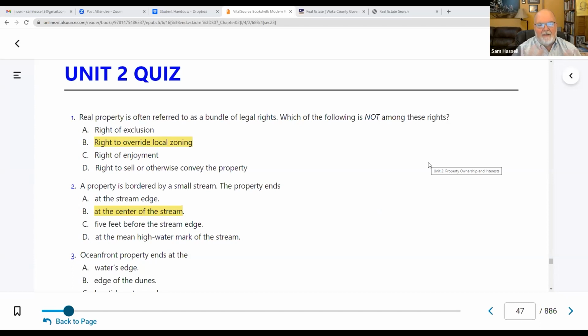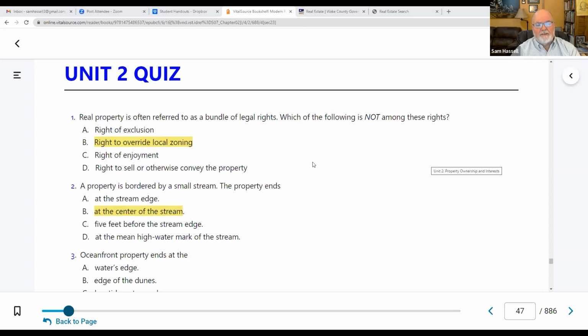First of all, you never have the right to override local zoning without their permission. That would be a variance, which we'll talk about as we get into chapter 6. So that is not one of your bundle of rights. You don't have the legal right to do that. You can do what? It's DEEPC: dispose, exclude, enjoy, possess, and control. That is what you can do. So B is the right answer here. You cannot override local zoning.